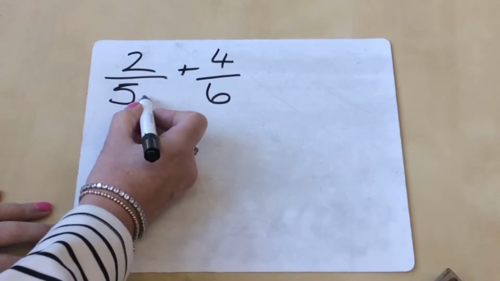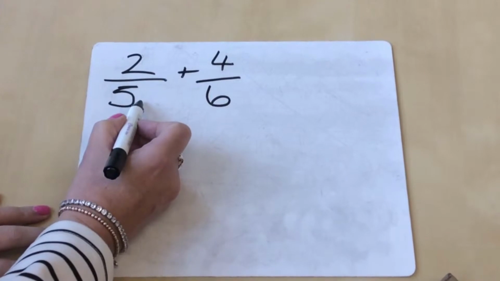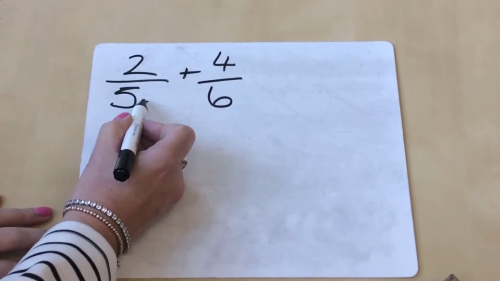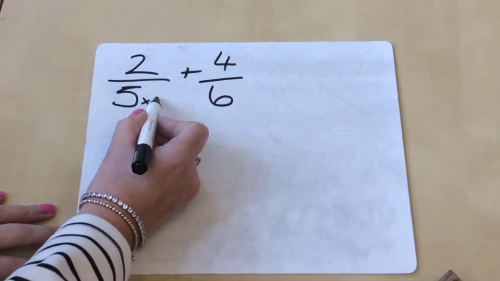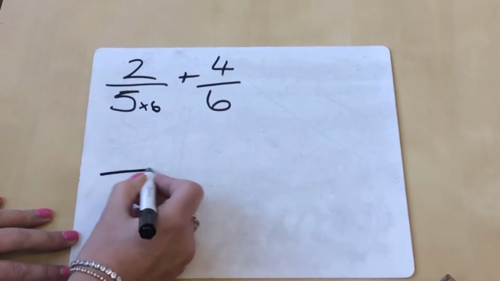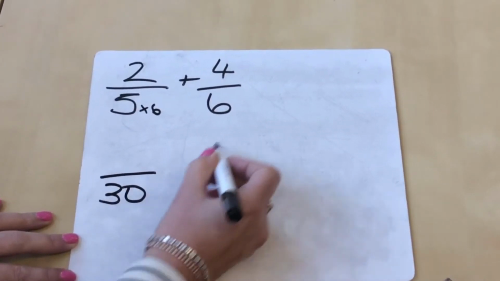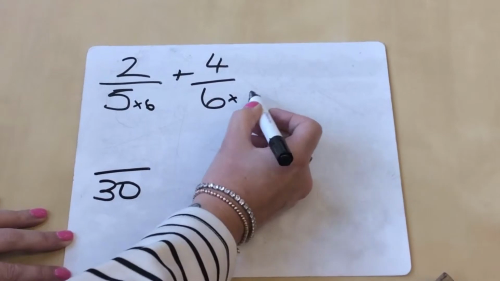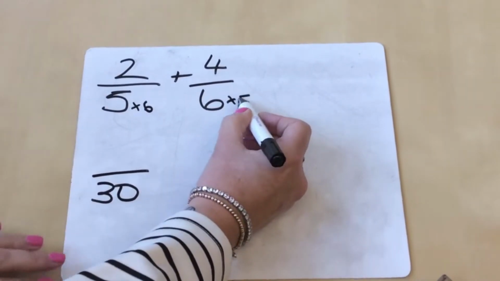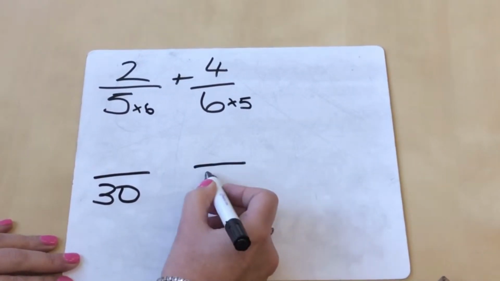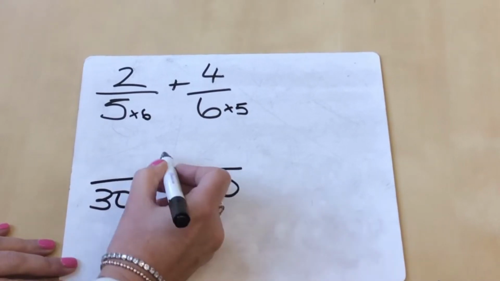Okay, so if we look at the denominator in 2/5, to get to 30 we multiply that by 6. In the fraction 4/6, to get the denominator to 30, we are multiplying that by 5. We now have two common denominators.